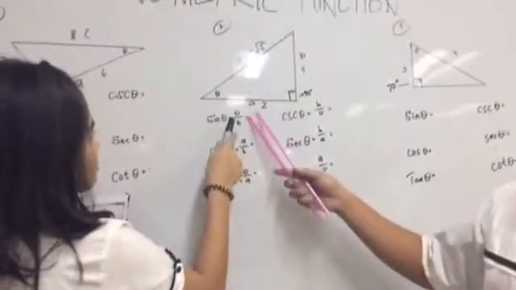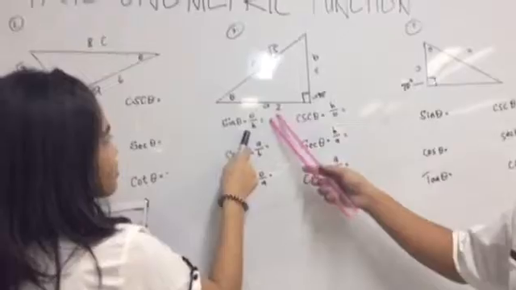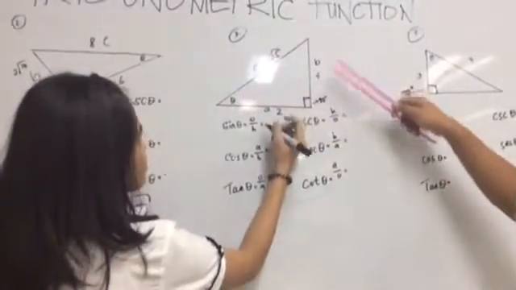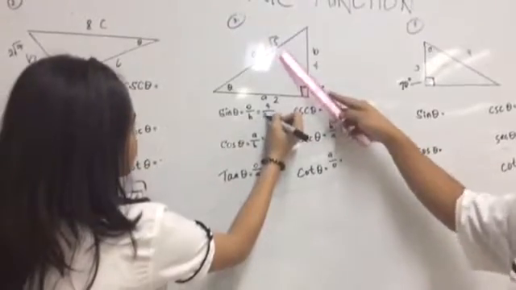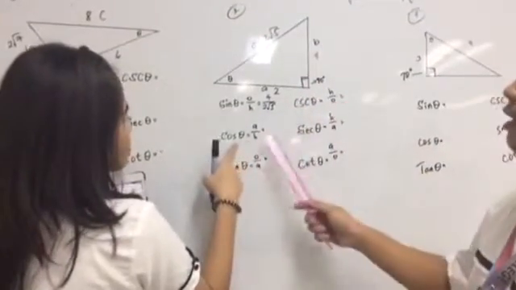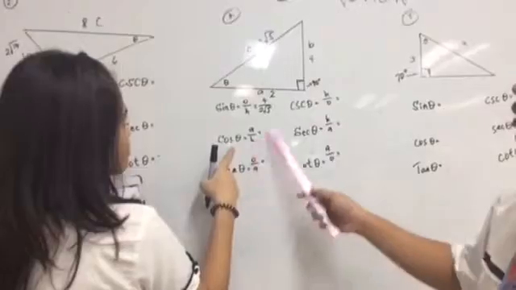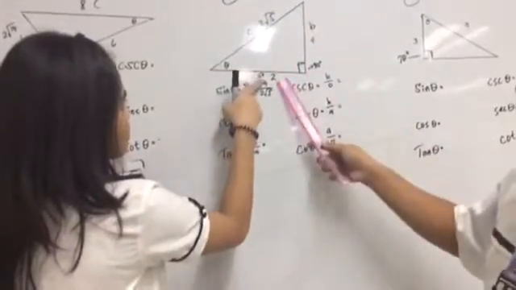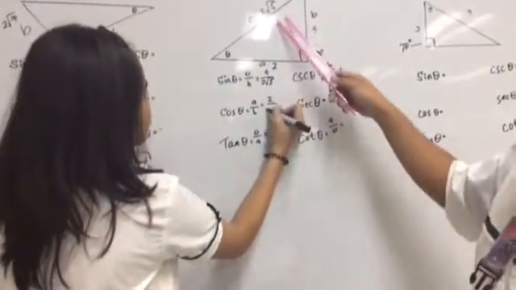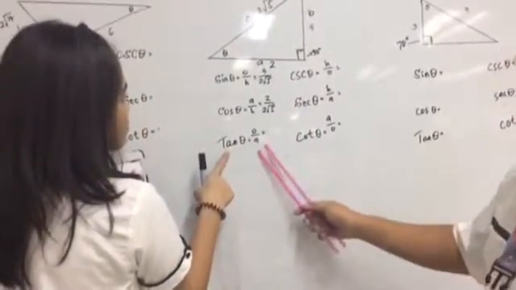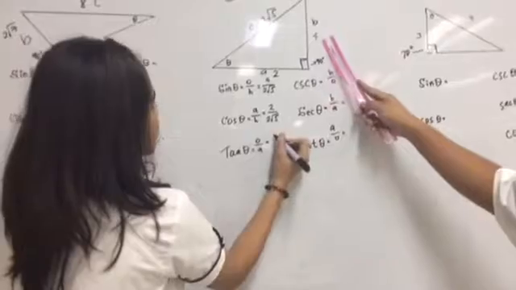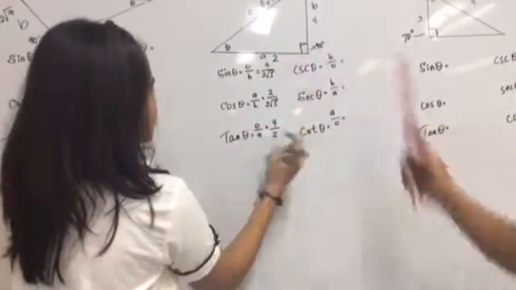Sine is opposite over hypotenuse. This is theta, and the opposite of this is 4 over the hypotenuse, which is 2 square root of 5. Then cosine is adjacent over hypotenuse. The adjacent of this is 2, and the hypotenuse is 2 square root of 5 also. Then tangent is opposite over adjacent. The opposite is 4, and the adjacent side is 2.